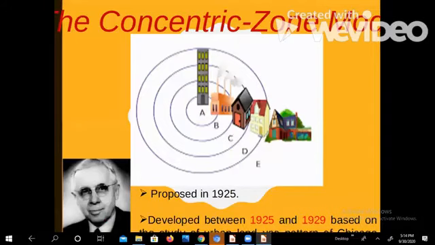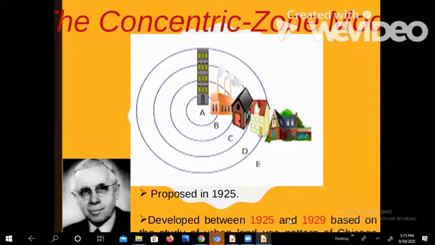Now about the concentric zone model, the concentric zone theory. This model was proposed by Ernest Burgess in 1925, and it developed between 1925 and 29. Burgess based his study on the urban land use pattern of Chicago city. Chicago is in the US.